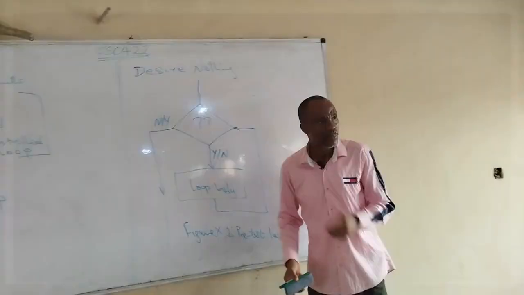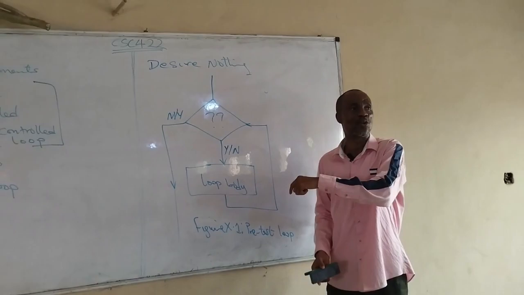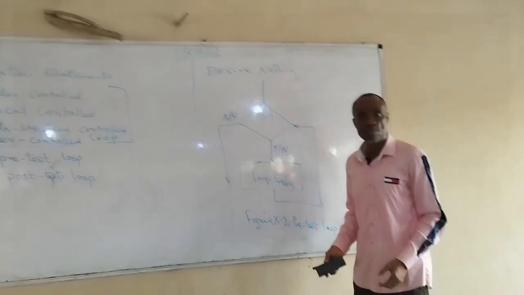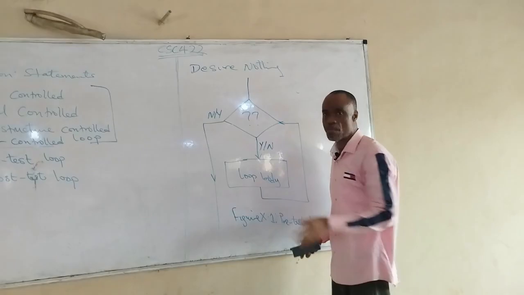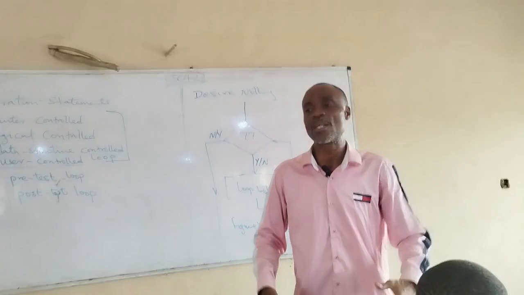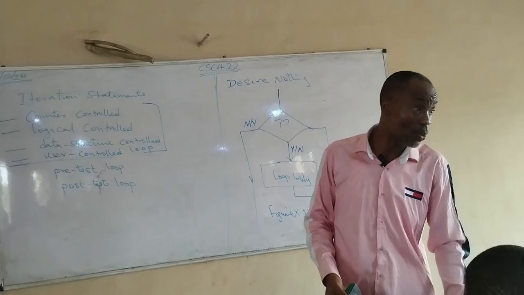The major merit is that it is used for iteration that may never occur. Because when it fails here, the loop body may never be executed. Look at it now. Are you seeing it now? Yes, this one may never be executed. So that is the advantage. There are some situations where you don't even want the loop body to execute if the condition is not met at all. Are we okay?